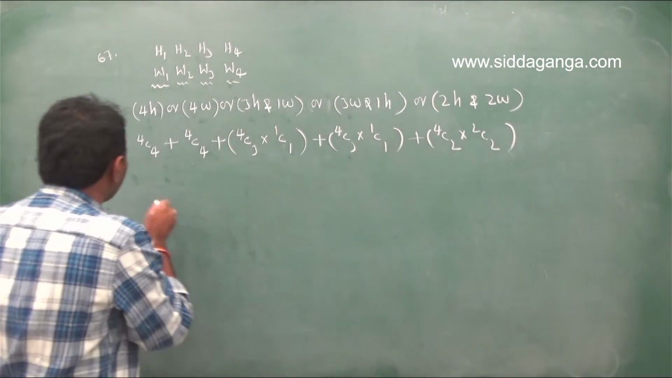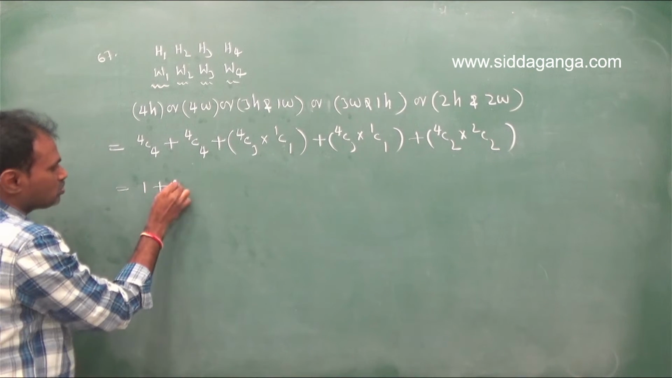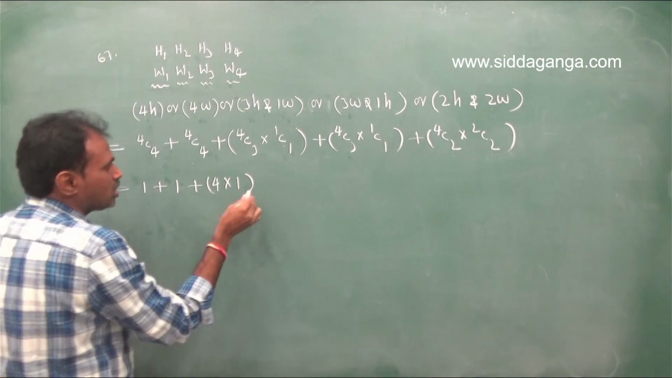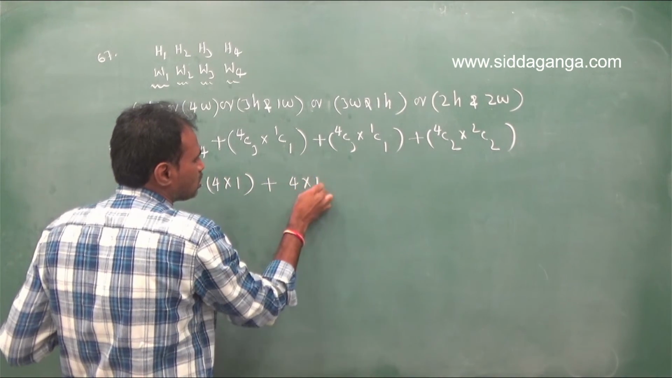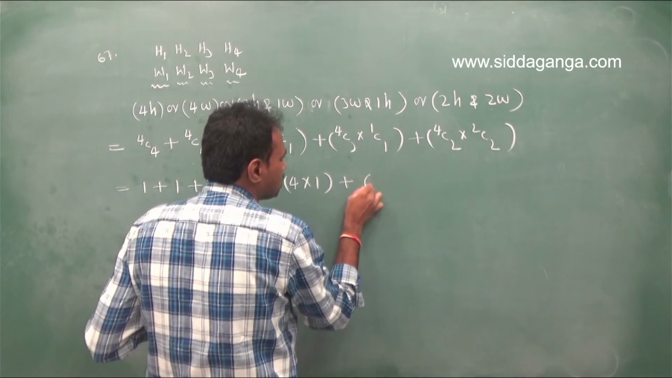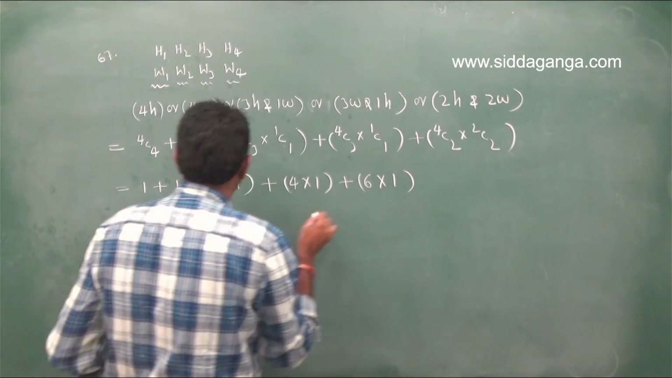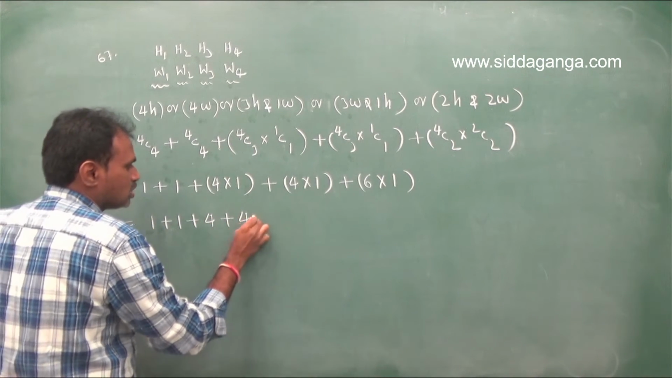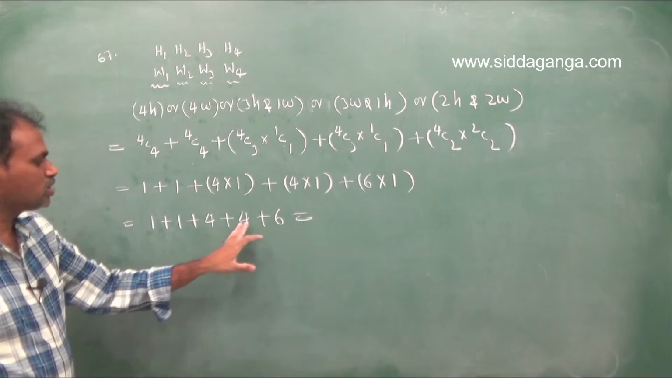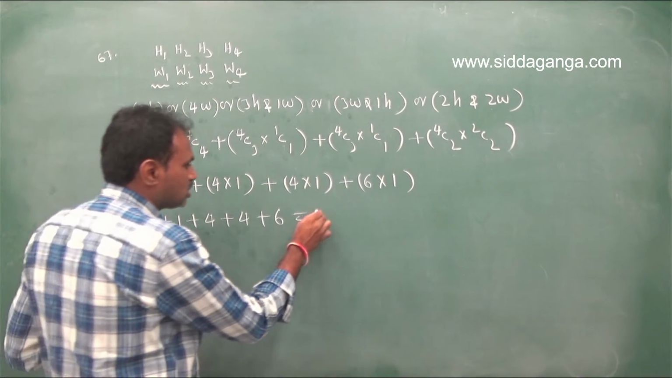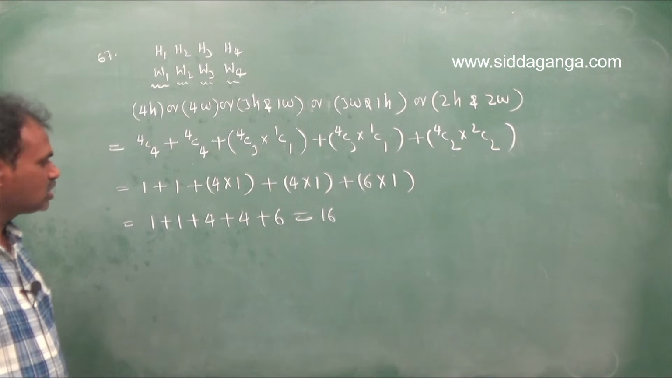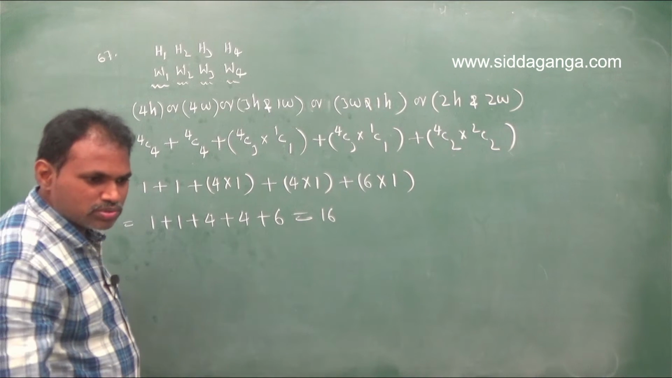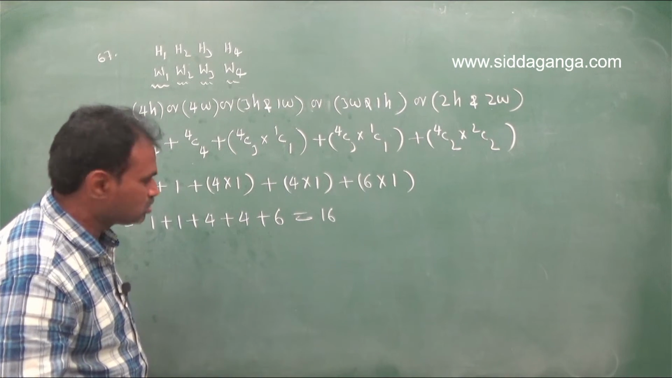4C4 value is 1, plus 4C4 value is 1. 4C3 value is 4 into 1, plus 4C3 value is 4 into 1. Next, 4C2 value is 6 into 2C2 value is 1. Therefore, it is equal to 1 plus 1 plus 4 plus 4 plus 6. 6 plus 4 is 10, 10 plus 6 is 16. Therefore, option 4 is right. Next question.